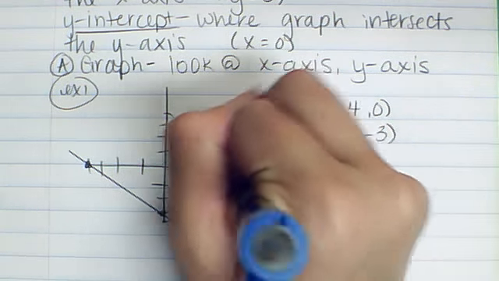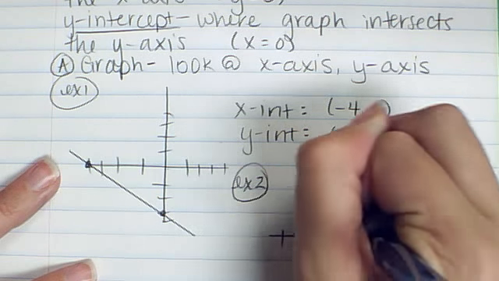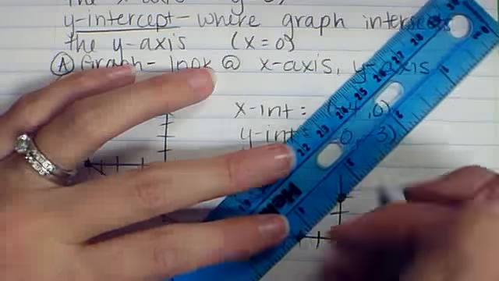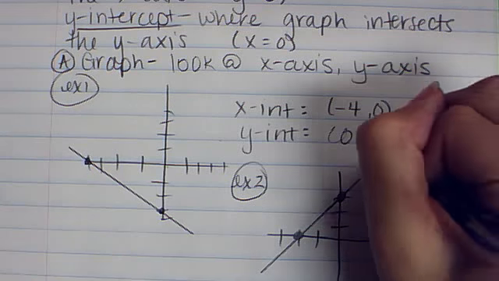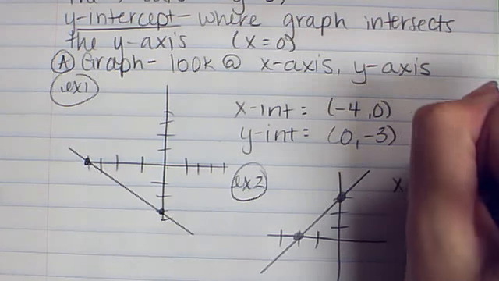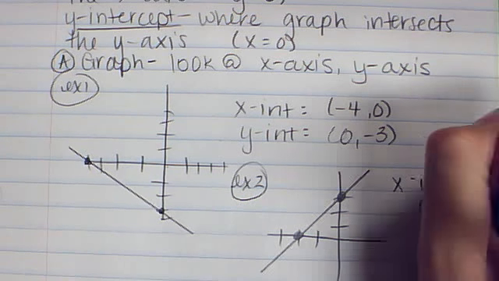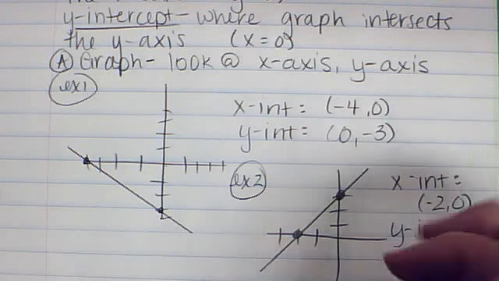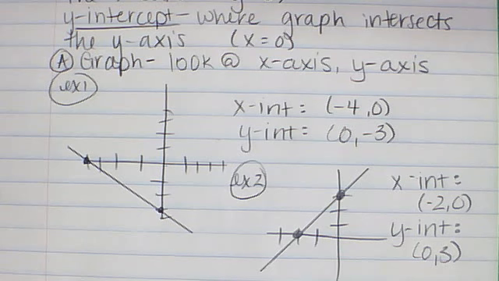Another example like this would be, if we look at this graph right here, if we're looking for the x-intercept, we can count over, and in this case, again, it's negative. That's just a coincidence, so it's over 2, so it's negative 2, 0. And the y-intercept, if I look at the y-axis, is up 3, so it's 0, 3. And that's all I have to do to find it from a graph.